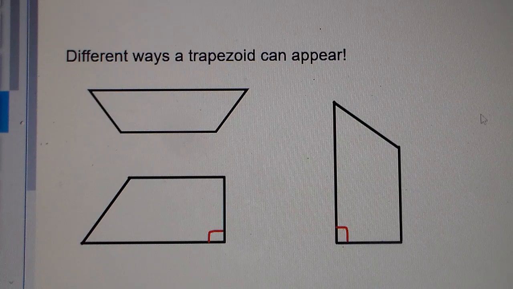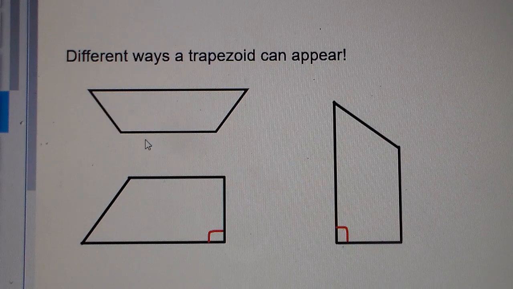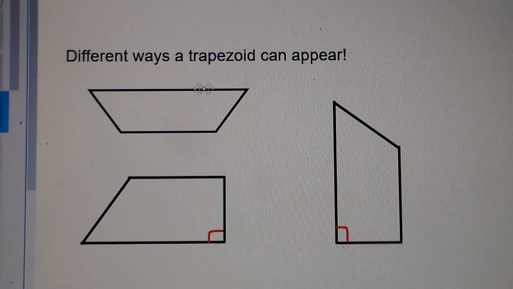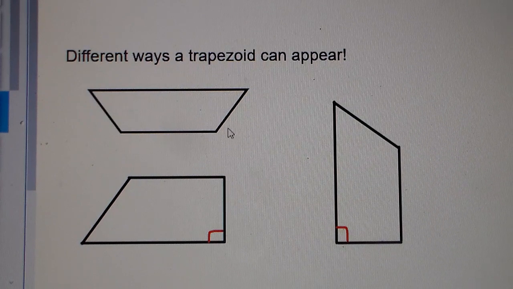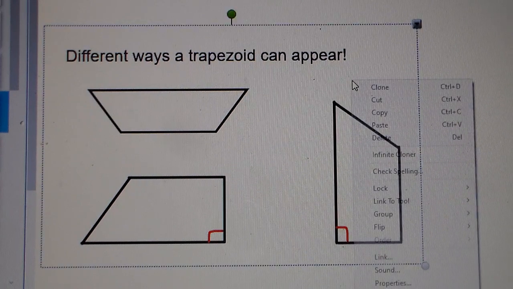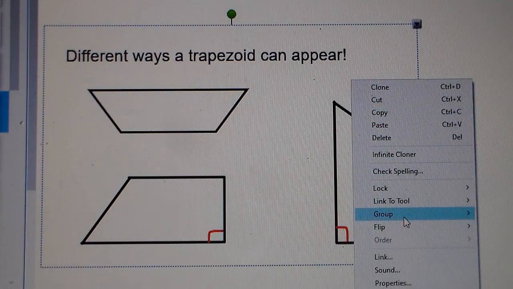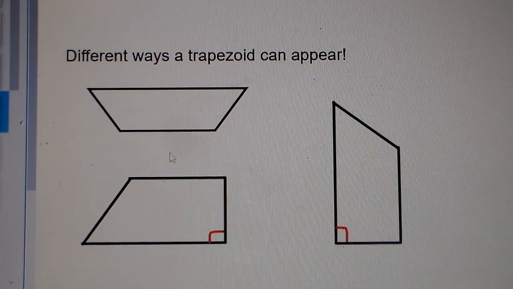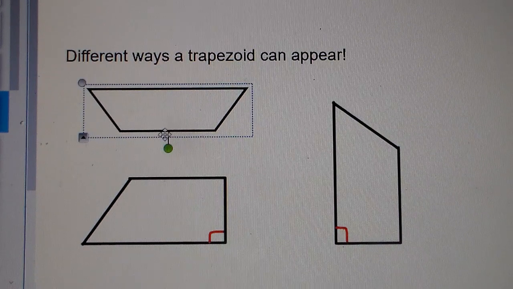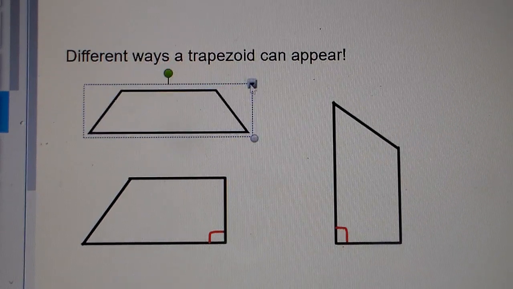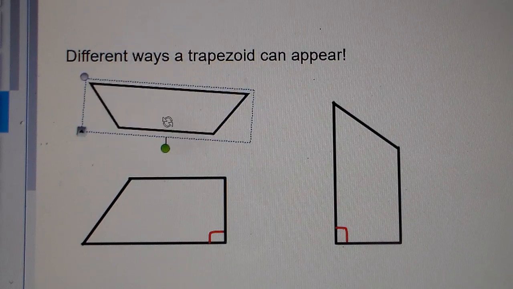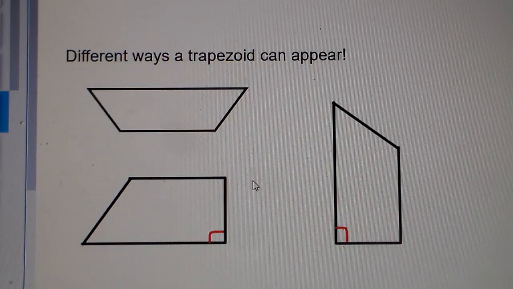So trapezoids could look a little bit differently, but they're all trapezoids themselves. You could have that traditional trapezoid, or you could have the traditional trapezoid flipped upside down, where the bigger base is on top and the smaller base is on the bottom, like you see here. Let's ungroup. You're probably used to seeing that trapezoid where the diagonals go out like that. When it's flipped upside down, that's still a trapezoid.